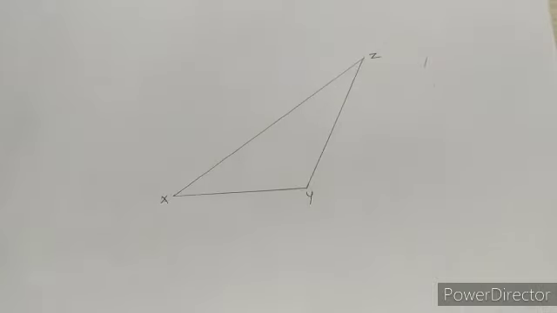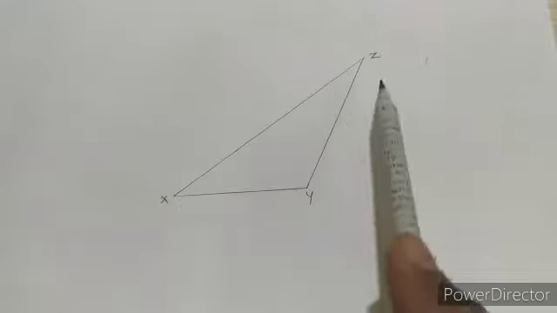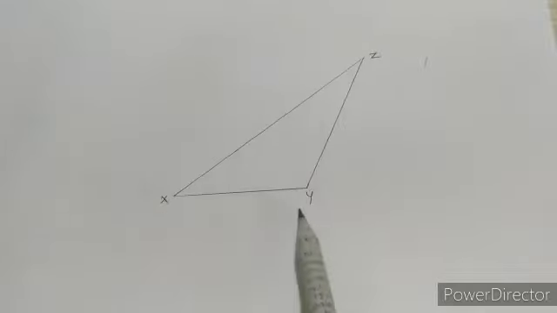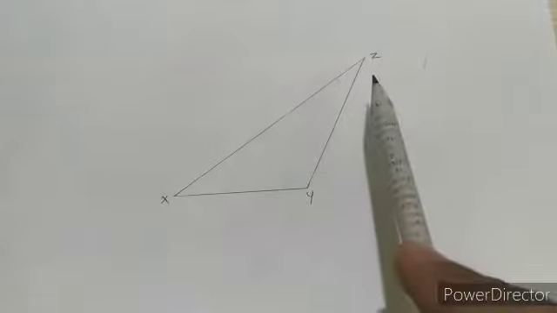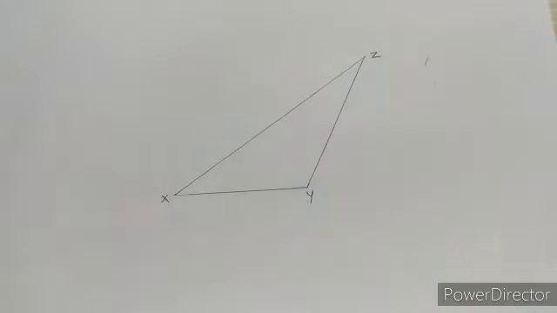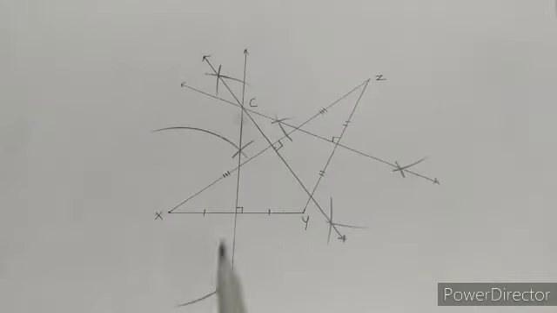I have drawn here obtuse triangle XYZ. That means the angle Y is measuring more than 90 and less than 180 degrees. Now draw the perpendicular bisectors of sides XY, YZ and XZ. So here I have drawn the perpendicular bisectors of the obtuse triangle.